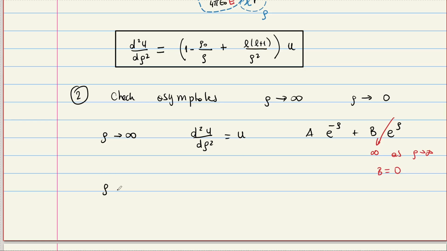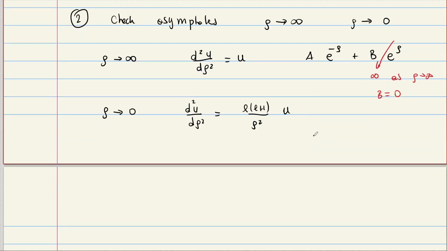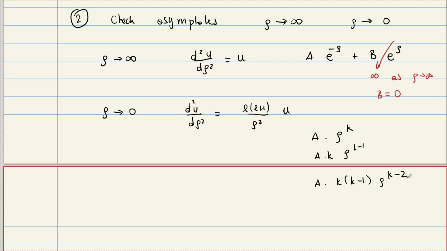Now let's check the rho goes to 0 limit. In that case, this term is going to dominate all the others, right? So this is d squared u d rho squared is equal to L plus 1 over rho squared u. And here we can try something like a times rho to the k, and the derivative is a times k rho to the k minus 1, and the second derivative is a times k times k minus 1 rho to the k minus 2.